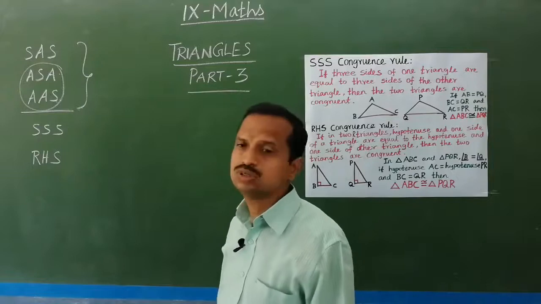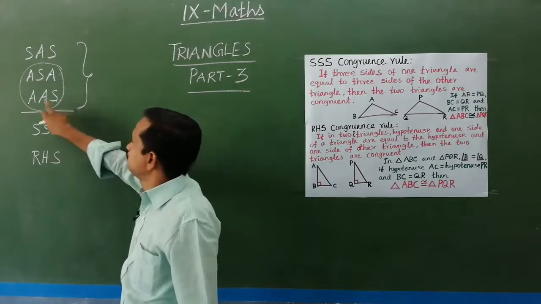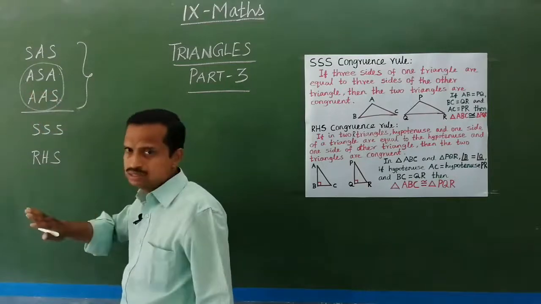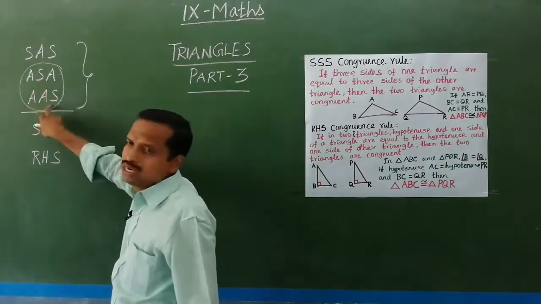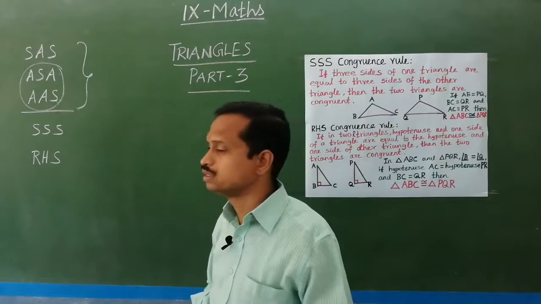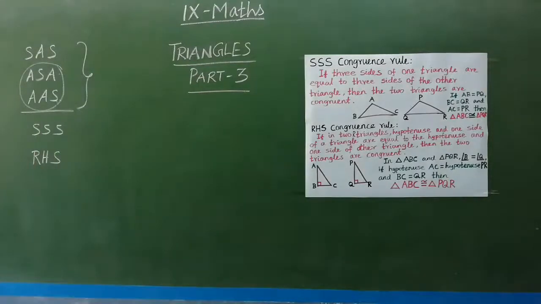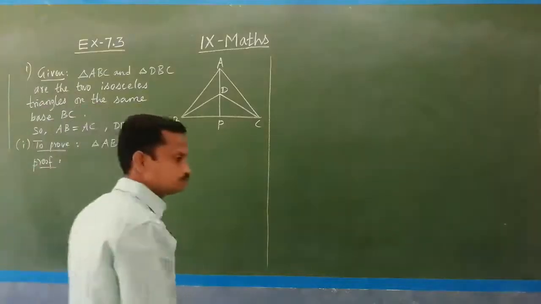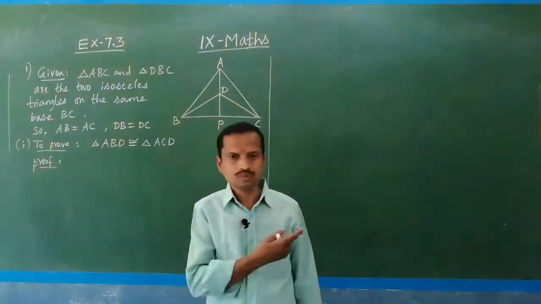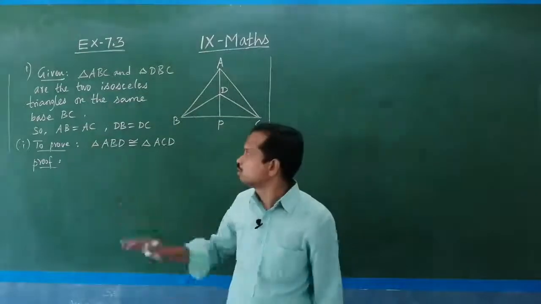These are the 5 congruence rules. These two are not alike, but if you see the name of the rule, AAS, two angles and one side, here also two angles and one side, but this is the included side, and this is any one pair of sides. So totally these are the congruence rules given in your book. So exercise 7.3, let us see. Before that, take the notes as per the chart I have shown you. After copying that, you come to this exercise.